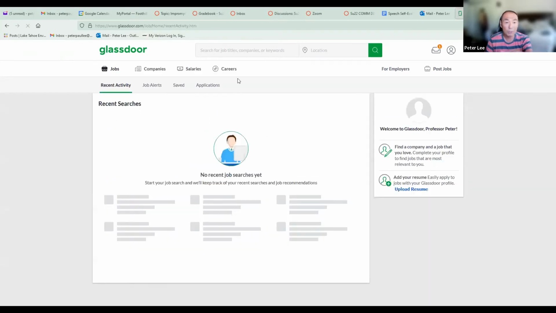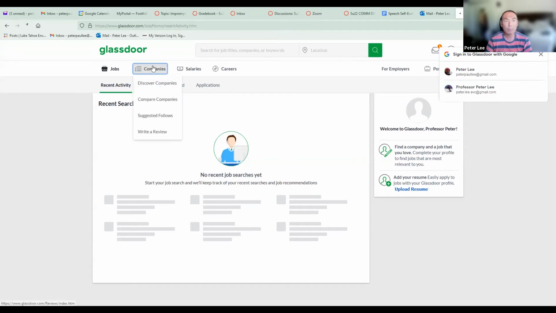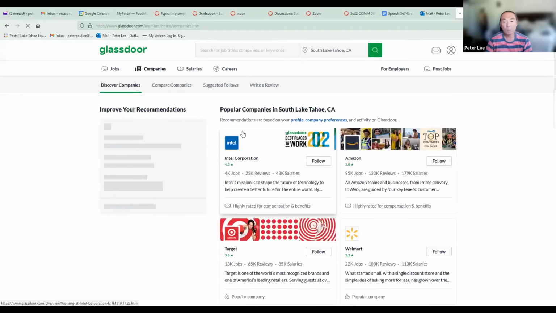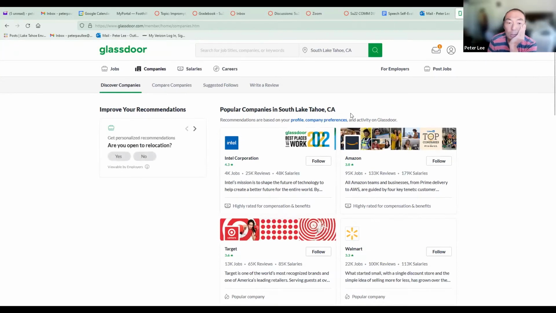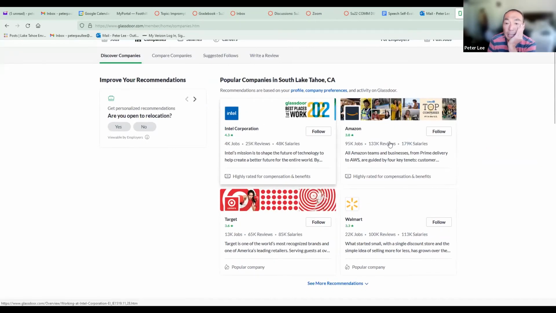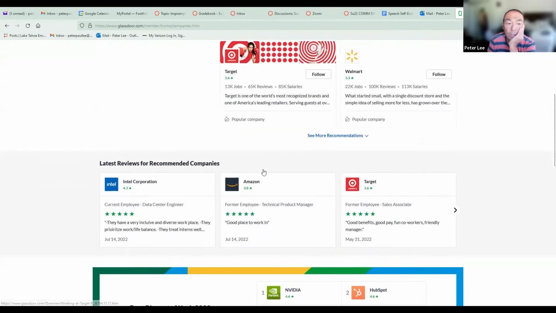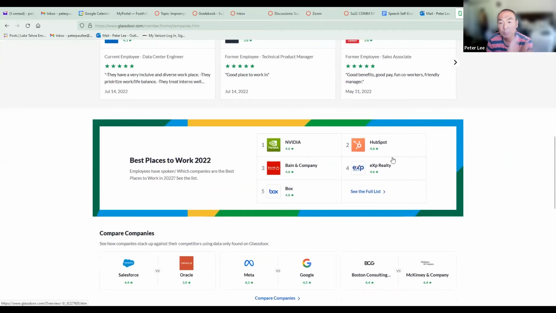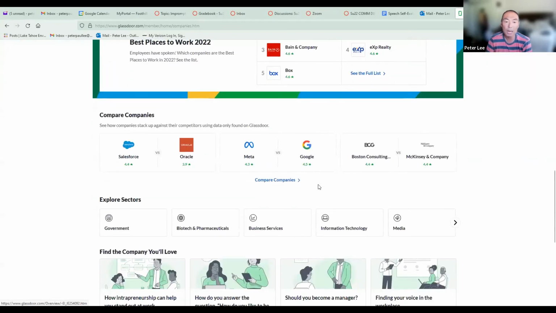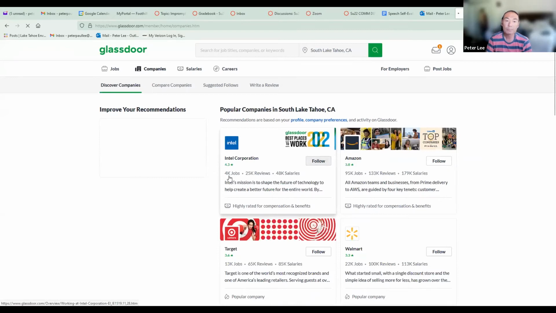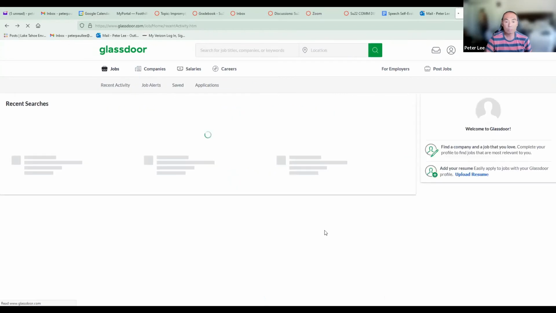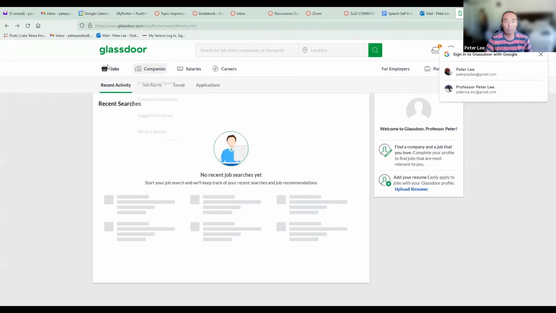You can see what the salaries are and the different careers. Well, let's look up a company. Let's compare it. You can see it's saying South Lake Tahoe because it knows I'm in South Lake Tahoe. So you can learn about Intel, Amazon, Walmart, working at Target, NVIDIA, HubSpot, eXp Realty, Bain Company, Box, Google, like every company's in here, right? So let's go take a look at Google. My brother works at Google, so I'll just see. Oh, what did I click? I didn't click Google. Shoot.